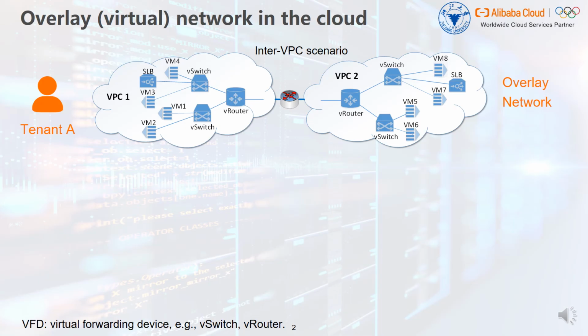Tenants can apply for Virtual Private Cloud (VPC) to construct their own private network. It may contain various kinds of virtual devices, such as VMs, SLBs, VFDs, and so on. Here, VFD means the virtual forwarding devices such as vSwitches and vRouters. From the view of tenants, in this inter-VPC scenario, their network packets are transmitted from VM2 to VM7.